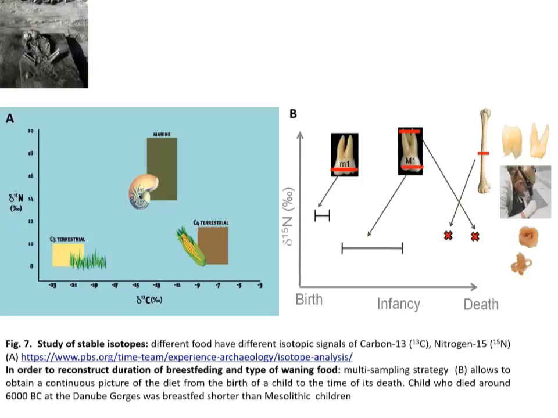What has recently been discovered, and has huge potential for the study of diets, is that isotopes analyzed in different tissues represent the diet in different periods of life. For example, if a child was fed with marine food until the age of 5 and then changed the diet to terrestrial food, different isotopic signals will be found in different dental tissues.